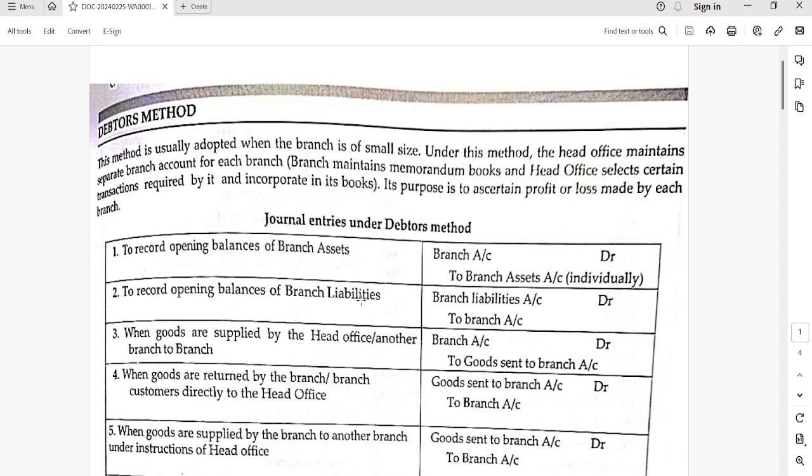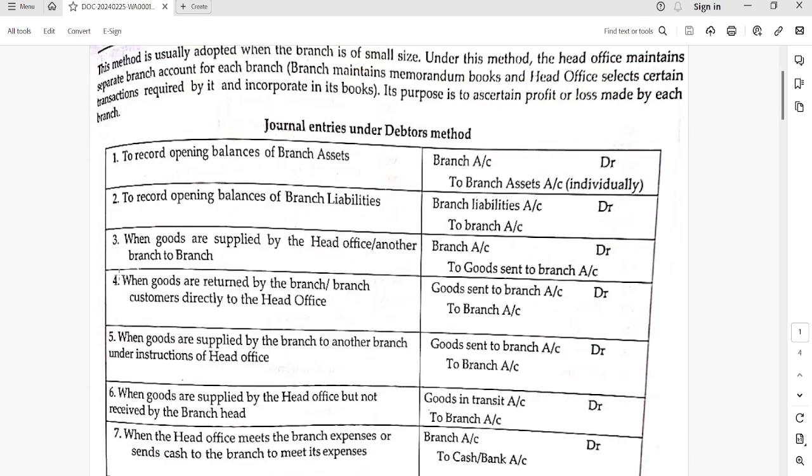When goods are returned, it means whatever goods have been sent by the head office, some portion of the goods is not in good condition or for some due reason the branch returns some goods received from HO to the HO again, then the journal entry will be reversed. Goods sent to branch account debit to branch account. I am just discussing journal number 4 here.